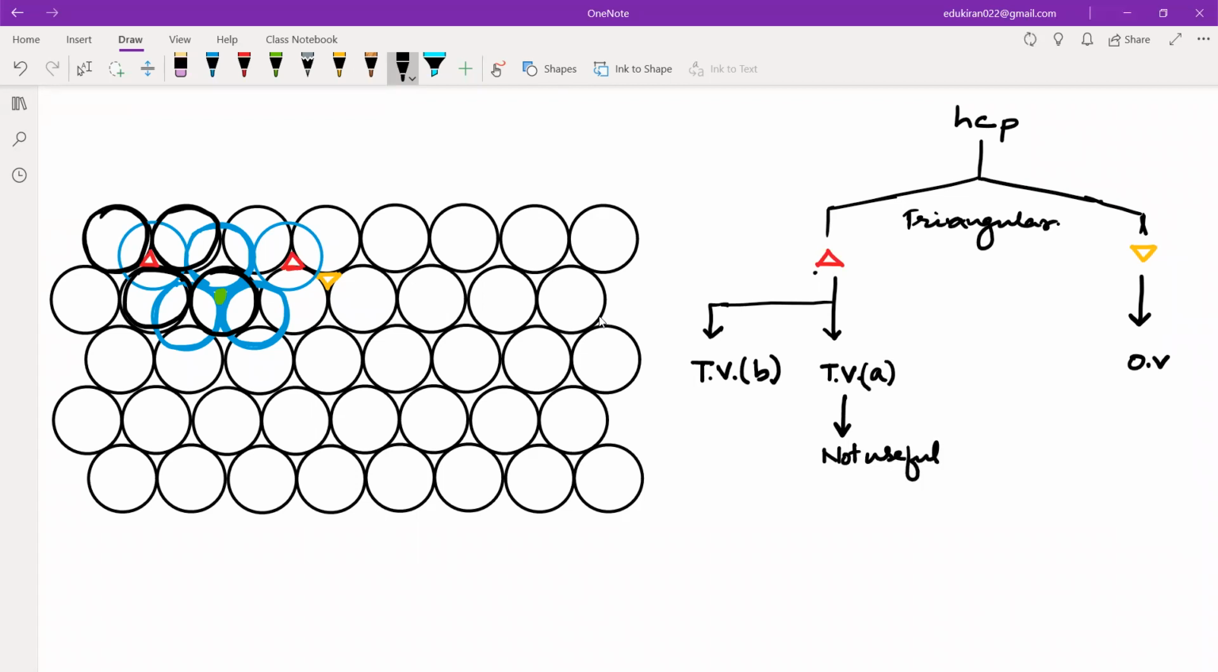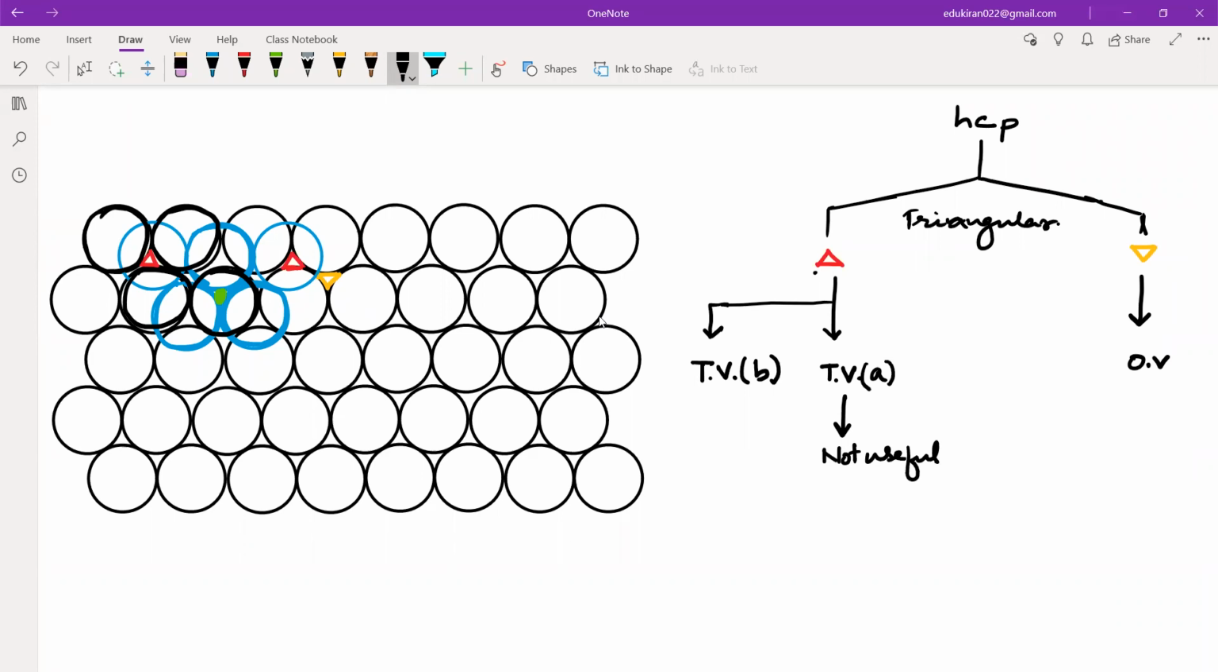Because if I want to put atoms only on voids, not on atoms. But if I try to put atoms on the tetrahedral voids of A, the tetrahedral void of layer A is already covered by blue atoms. So there is no point in putting one more atom on top of the other atom. That is why this is not useful.